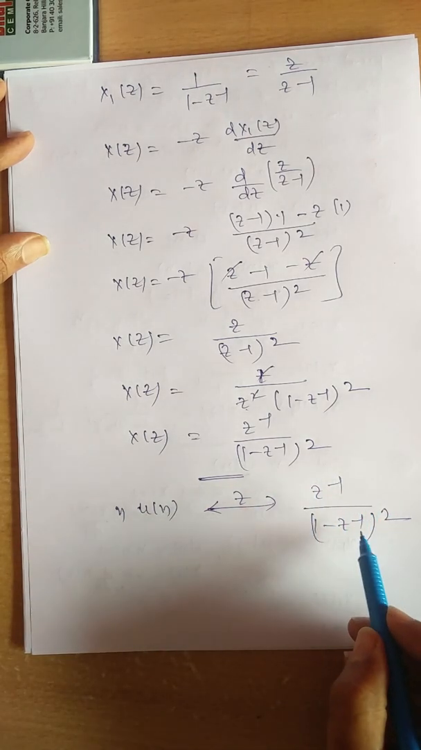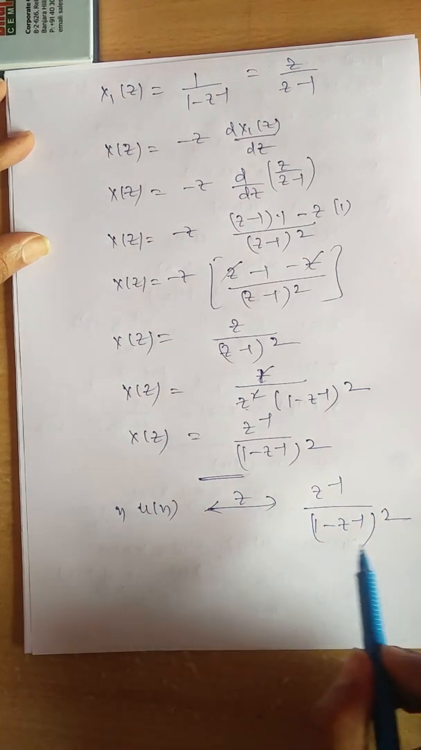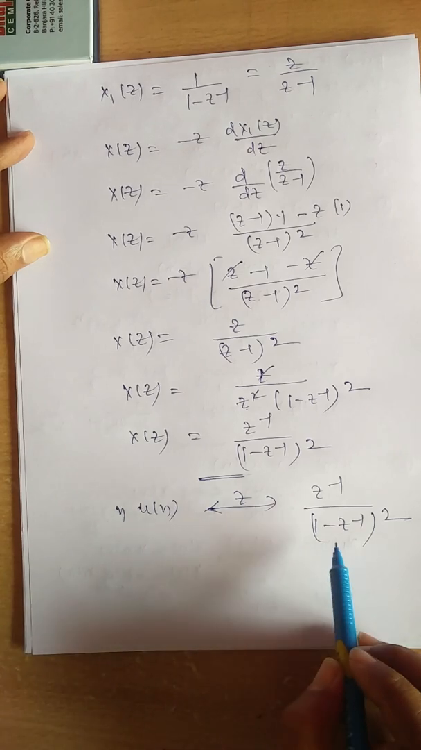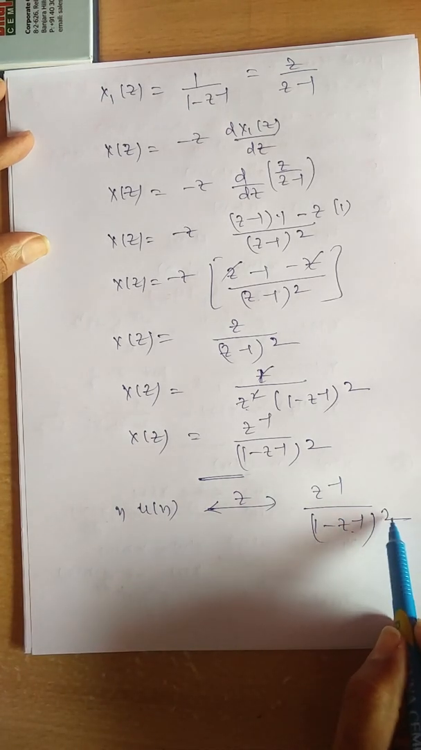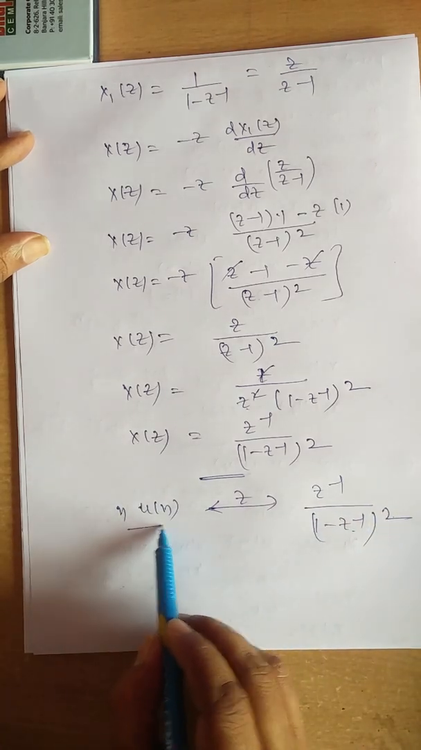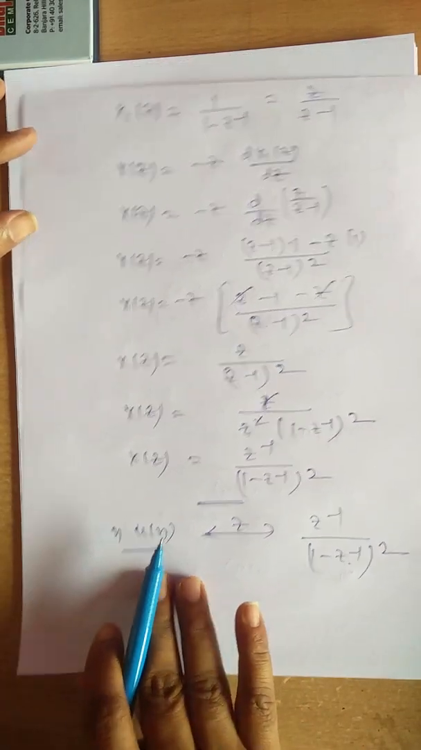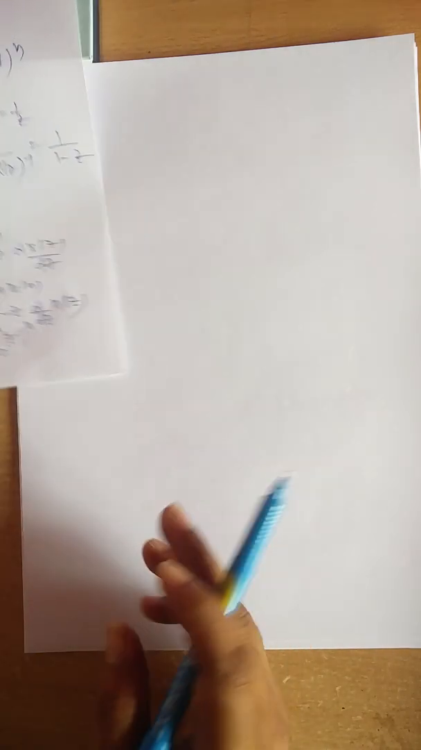This is very much useful when you are doing the inverse z transformation. When you have X(z) as z inverse divided by (1 minus z inverse) whole square, its inverse z transformation is n into u of n. Now we go for the next problem.